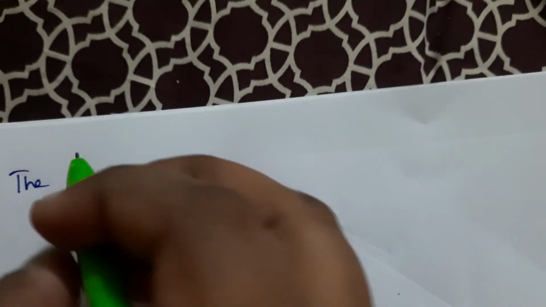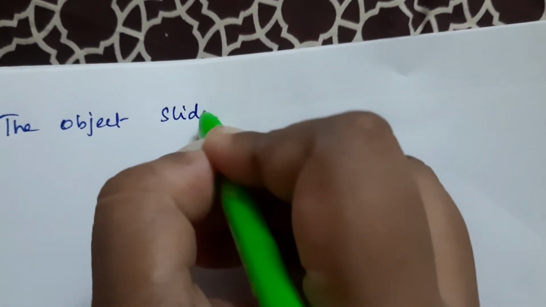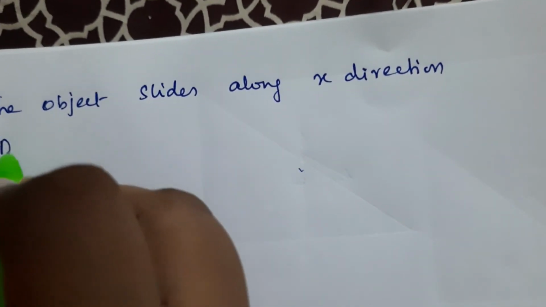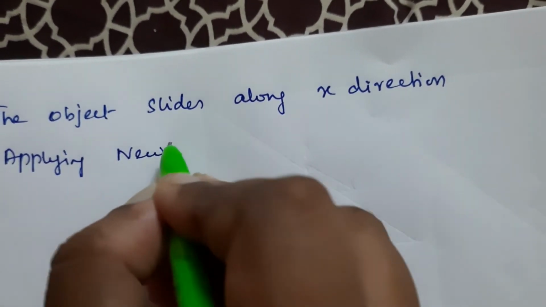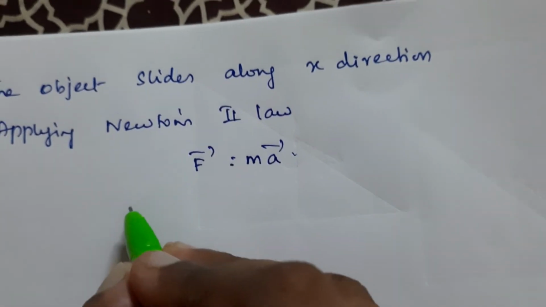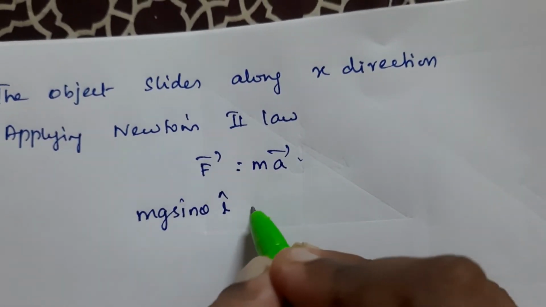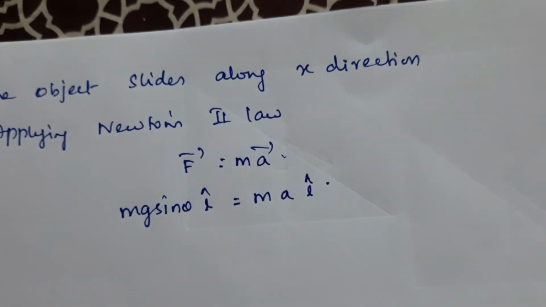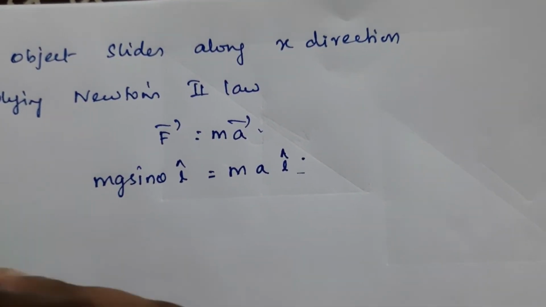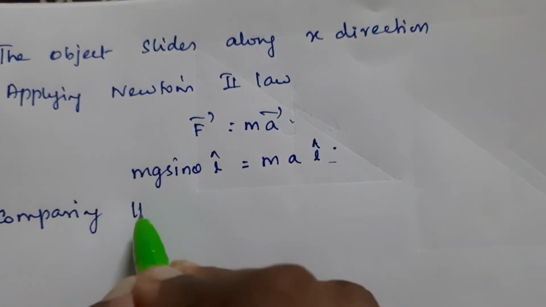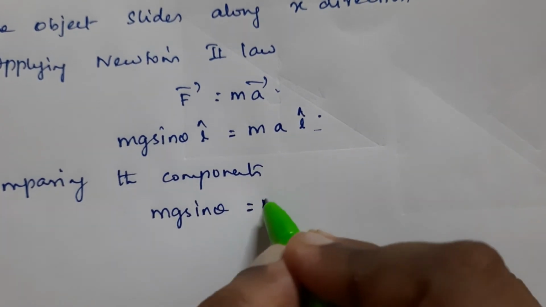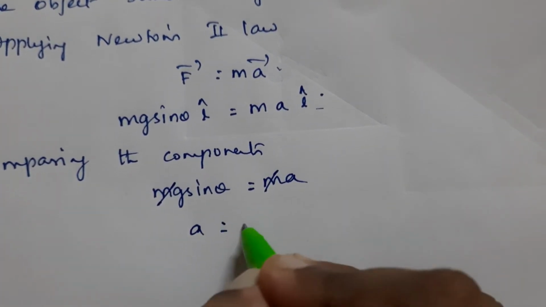Now applying Newton's second law, F vector is equal to m a vector. What is your F vector here? mg sin theta into i vector, which is equal to m a i vector. There is only one force acting along the x direction, and the acceleration is also along the x direction. Now comparing the components, what will you get? On both sides we have only the i component. So mg sin theta is equal to ma. M and m cancel, so a is equal to g sin theta.